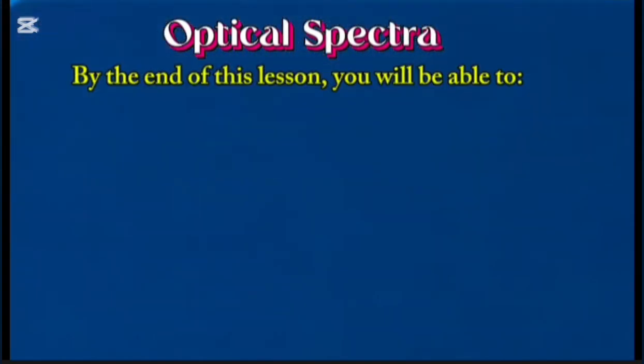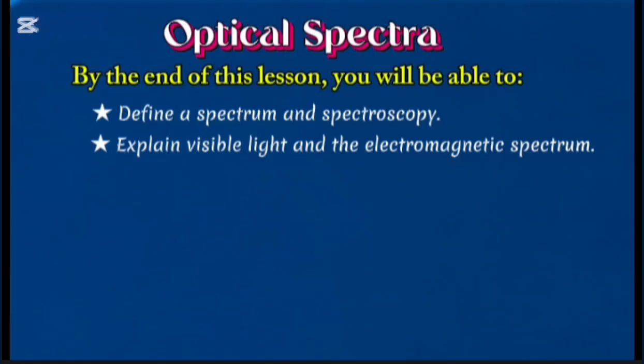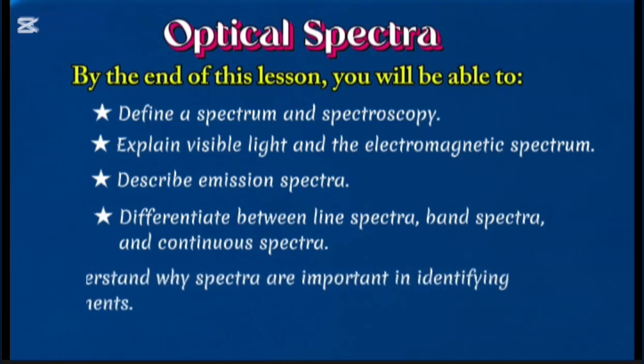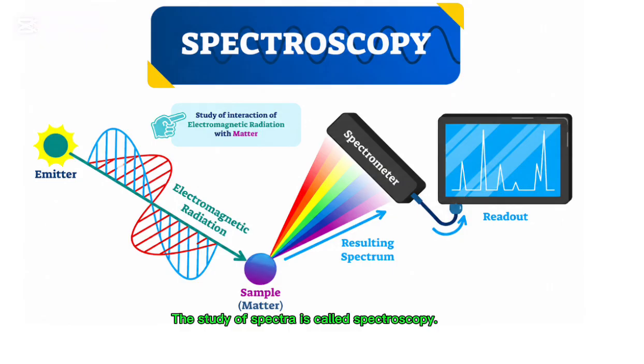By the end of this lesson, you will be able to define a spectrum and spectroscopy, explain visible light and the electromagnetic spectrum, describe emission spectra, differentiate between line spectra, band spectra, and continuous spectra, and understand why spectra are important in identifying elements. The study of spectra is called spectroscopy.